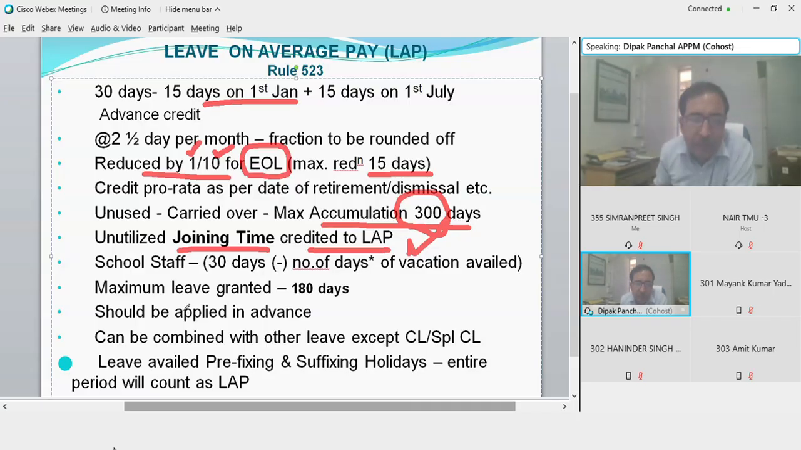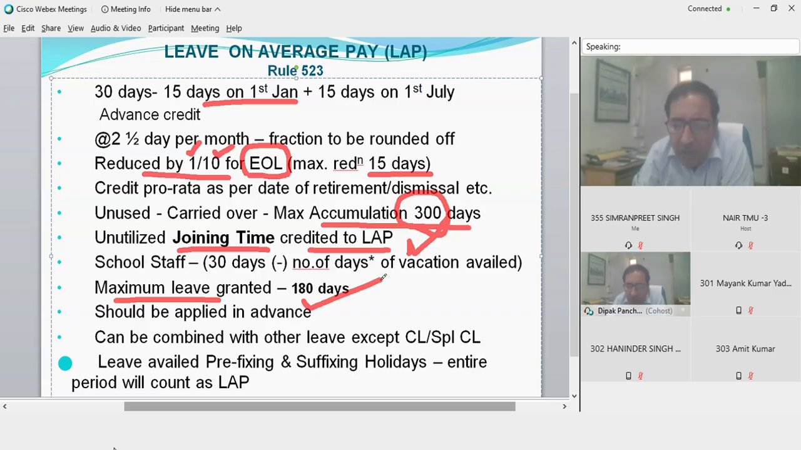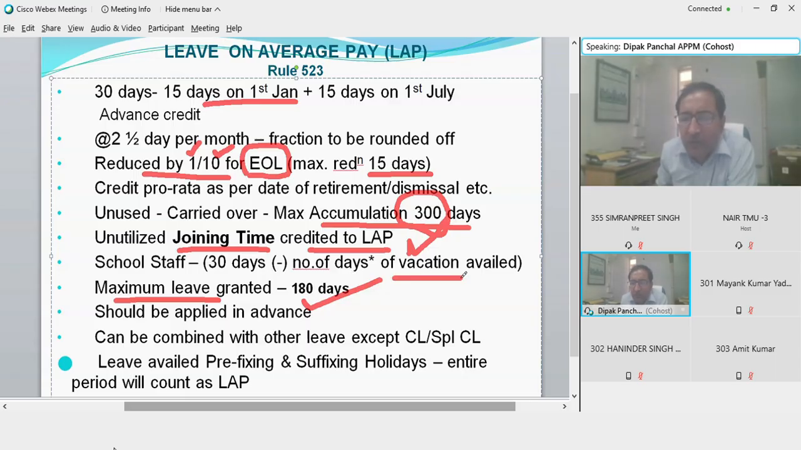Maximum leave that can be granted at a stretch is 180 days. Means if an employee has 180 days of LAP at his or her credit, a maximum of 180 days can be sanctioned at a stretch. School staff, since they enjoy the vacation, the proportionate number of days are deducted from the 30 days of credit. And if they don't avail any vacation, then the full 30 days can be credited to their leave account. School staff here means the schools which are run by the Indian Railway.